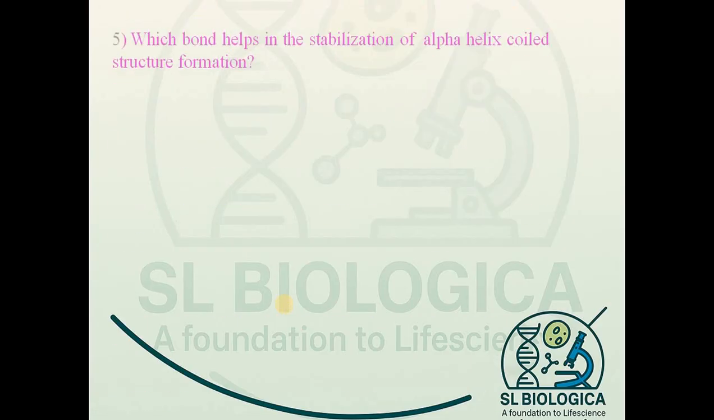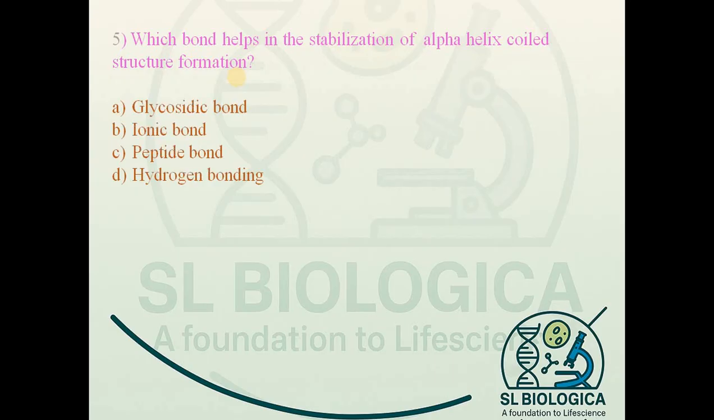And the next question is the fifth one. Which bond helps in the stabilization of the alpha helix coiled structure formation? We already discussed this fact in a previous question. Options: A, glycosidic bond; B, ionic bond; C, peptide bond; D, hydrogen bonding. Basically, the alpha helix is a secondary structure form of protein. In that structure we can see hydrogen bonding. So hydrogen bonding helps in the stabilization of the alpha helix coil structure formation.